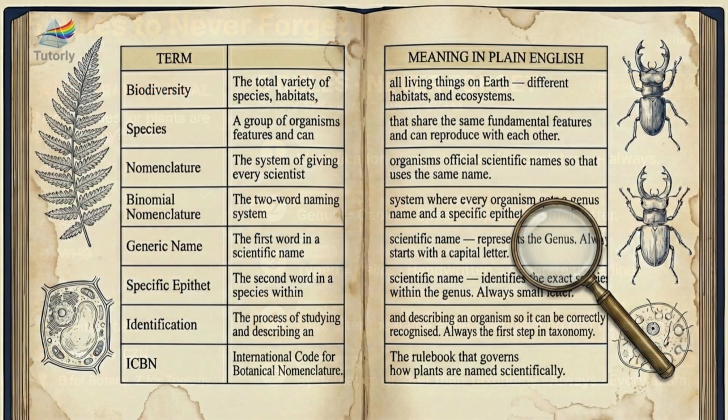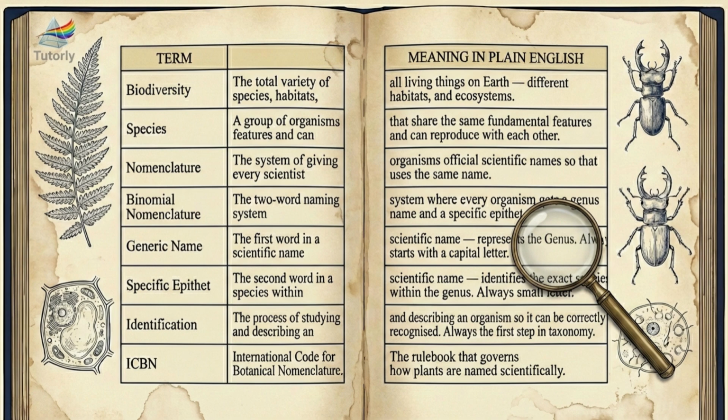Let us go through every technical word from this chapter with its meaning in plain English. Screenshot each slide. Term, meaning in plain English. Biodiversity. The total variety of all living things on Earth, different species, habitats, and ecosystems. Species. A group of organisms that share the same fundamental features and can reproduce with each other. Nomenclature. The system of giving organisms official scientific names so that every scientist uses the same name.